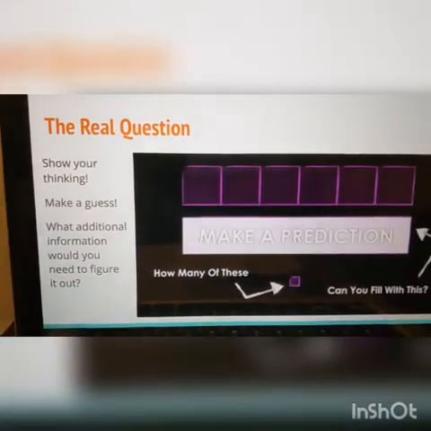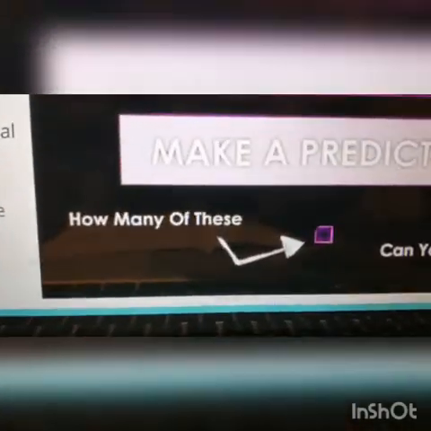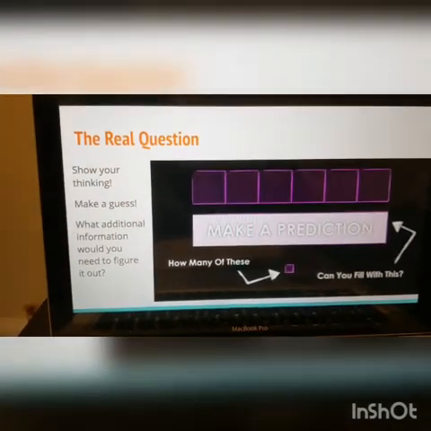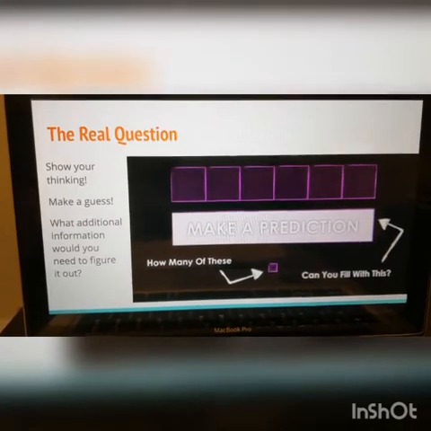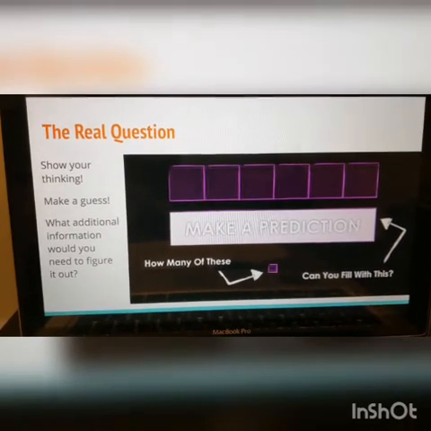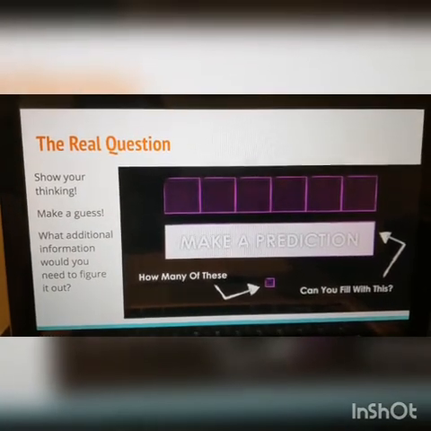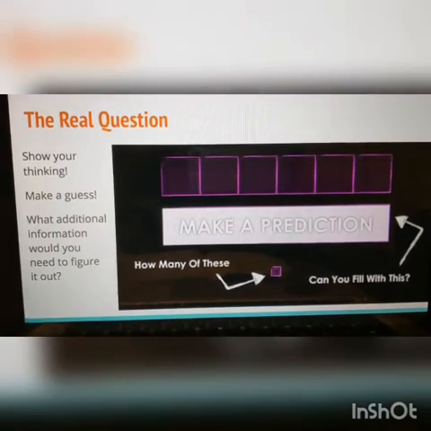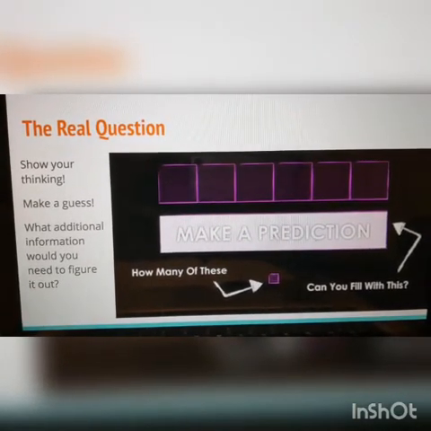The real question that we're trying to answer is how many of these, the little squares, do you think that it takes to fill up the whole rectangle? Show your thinking. Again, there's not a right or wrong way to solve this. I want you to make a guess and also write down any additional questions that you have. So if there's more information that would be helpful for you to be able to solve this question, write that down and we'll go over it in the video for tomorrow.